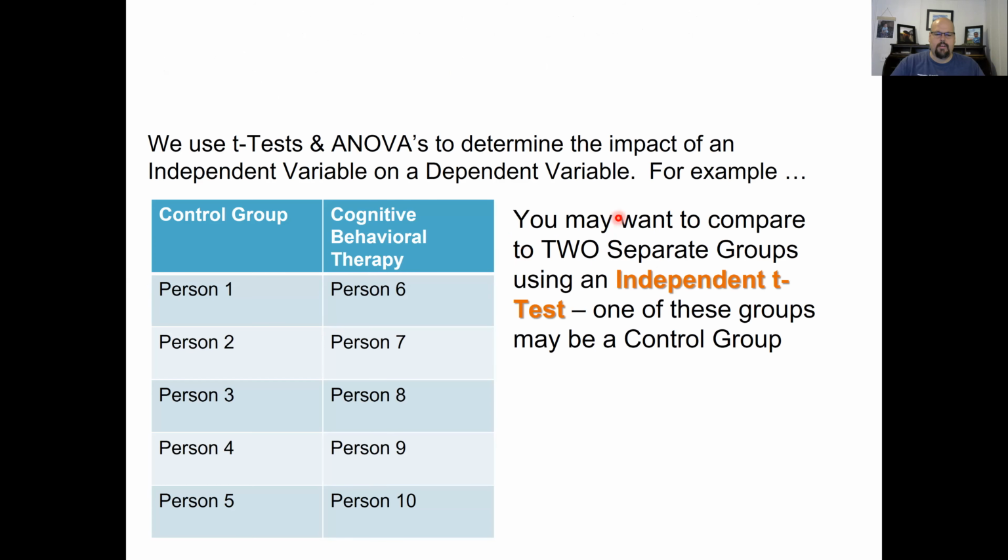One of the designs is you may want to compare two separate groups. So we have here a control group and we have a cognitive behavioral therapy group, a CBT group. And we might want to compare if this group is different than the cognitive behavior group. This can be done using an independent t-test, where one of the groups is a control group, one is an experimental group, and you're seeing, are there differences between this group and this group?